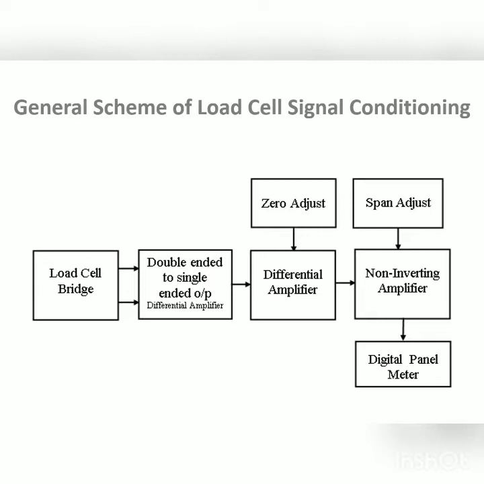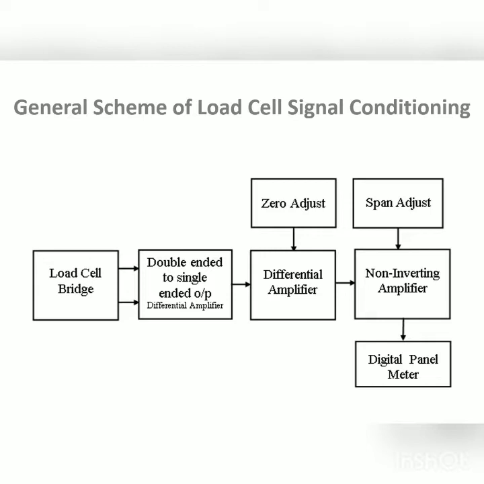As per the block diagram, the first block will be the load cell bridge. Mostly the full load cell bridge is utilized. The output of this block will be a differential output, that is, a double-ended one. The next block will convert this differential output from the load cell bridge into a single-ended output, which is also called a differential amplifier.